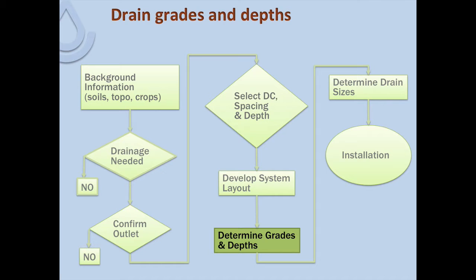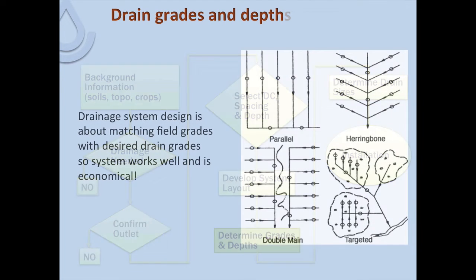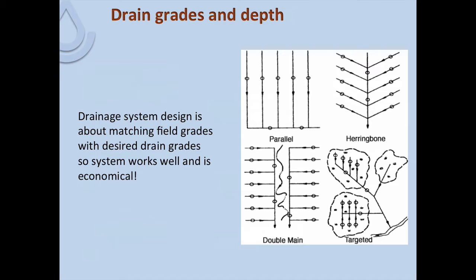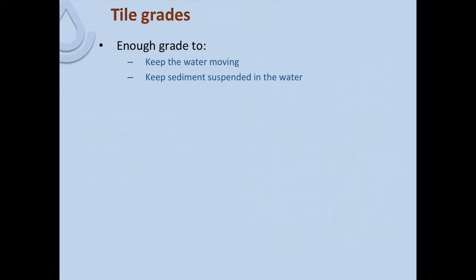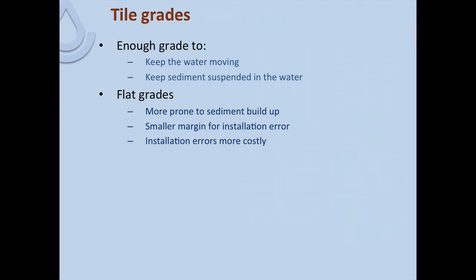Now looking at drain grades and depths. What we're trying to do again with drainage system design is match those field grades with the desired drain grades, and so we get a system that works well and is economical. Some considerations with tile grades: we need enough grade that we keep the water moving and that we keep any sediment in the water suspended in that water so it flows out of the system. Flat grades are going to be more prone to sediment buildup. We're also going to have a smaller margin for installation error, and so those installation errors are going to be more costly.